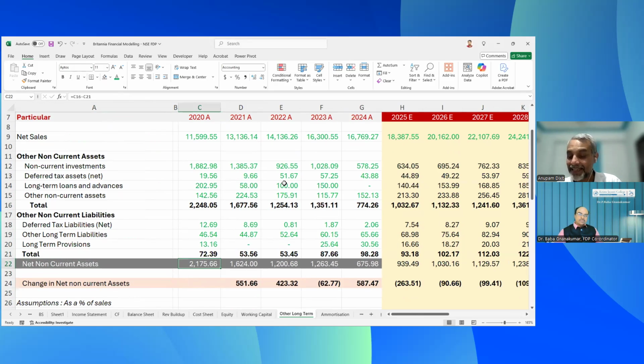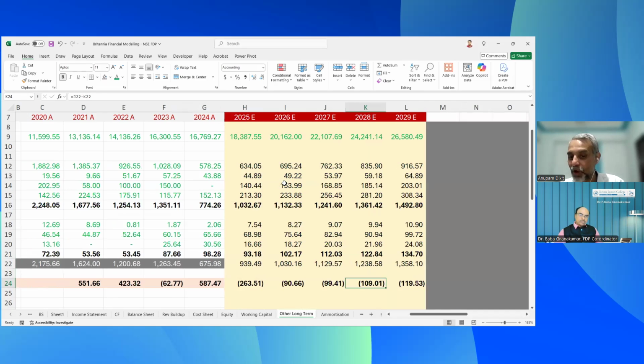If the current asset is higher, that means cash flow negative. If, comparing the 2 years, the previous year it was higher and the current year it's lower, that means cash flow positive. The same logic that is applied in the working capital, we are applying in these other long-term items also. So this 263.51 in 2025 is going to make my cash flow negative.